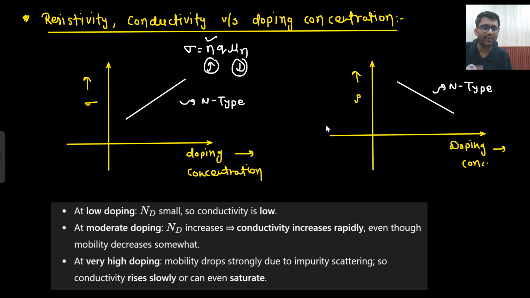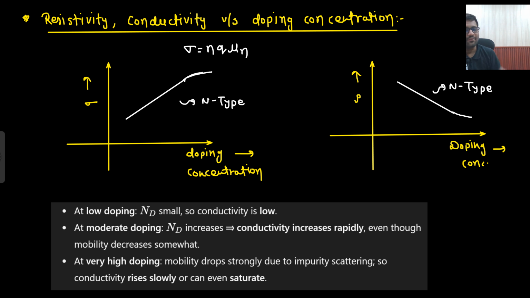No, conductivity will not decrease, but the rise will be slow. At very high doping, the rise may be slow. Here it is rising rapidly, but at very high doping, the rise may be slow. But it will never decrease, that I am telling. Here also, the decay may be slow, but it will always be decaying. It will always be increasing. That's it. Is that clear to you?